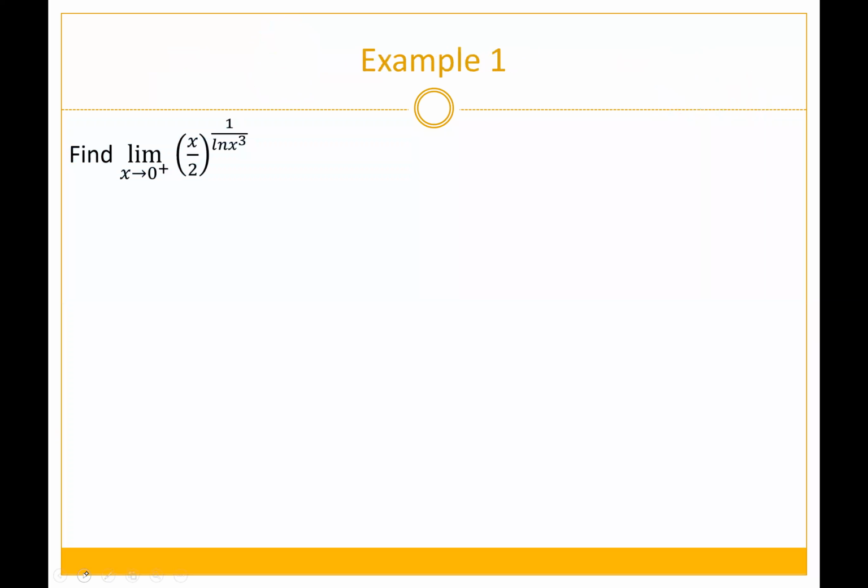Now let's get started with the first example. Here it looks like we're going to have a power, but first of all we have to plug it in to make sure that it's in the form. If you plug in x approaching 0 plus, then you're going to have 0 to the ln of 0 plus, which is negative infinity, so 1 over negative infinity is 0, giving 0 to the 0. So now you can use L'Hôpital's rule.